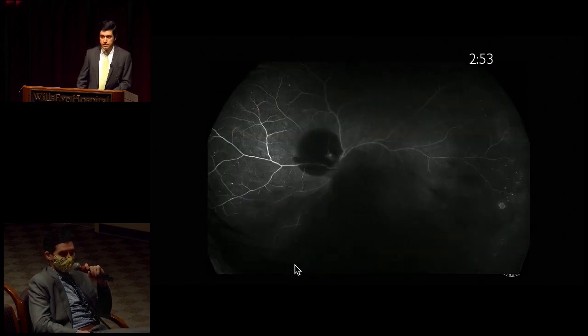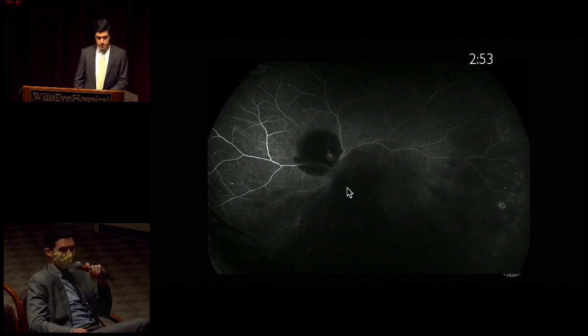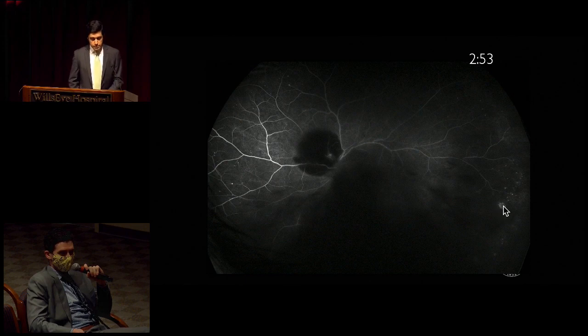2 minutes, 53 seconds. Slightly better visualization of the periphery here. You can see maybe there's some window defect out here nasally. Again, these scattered microaneurysms. The appearance of this area of blockage is overall unchanged. Hard to say. I'm not sure that I see any leakage here at this hyperfluorescent focus. It looks to be fairly stable in size.